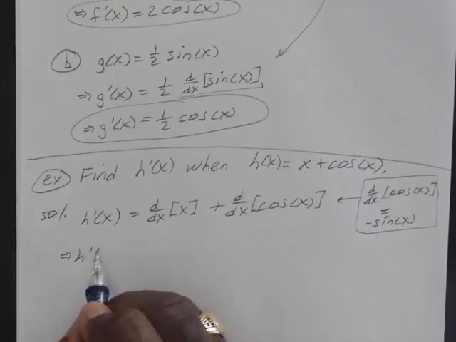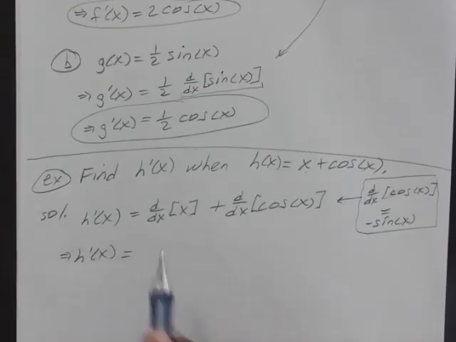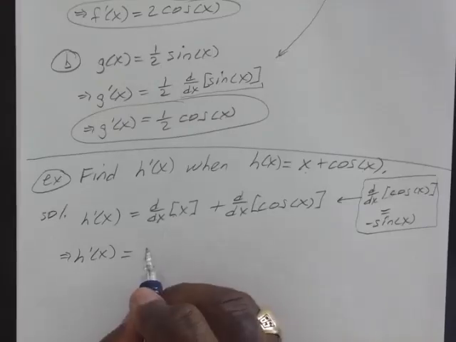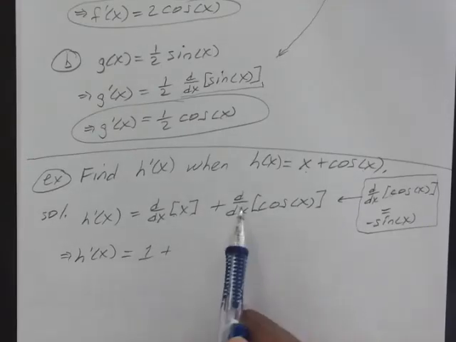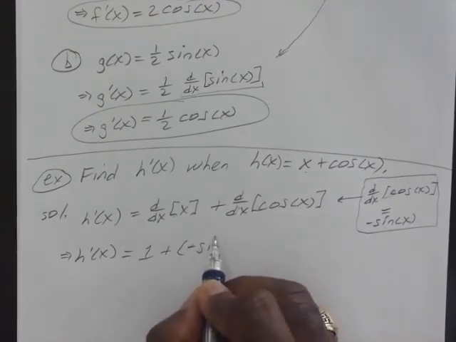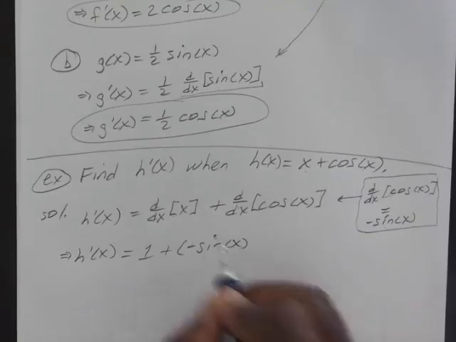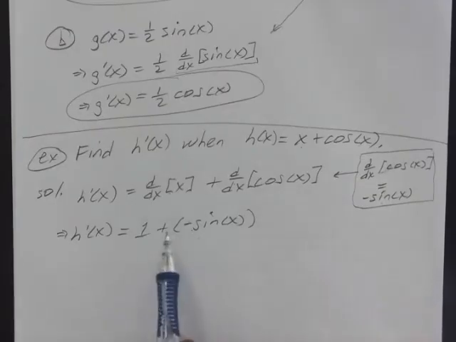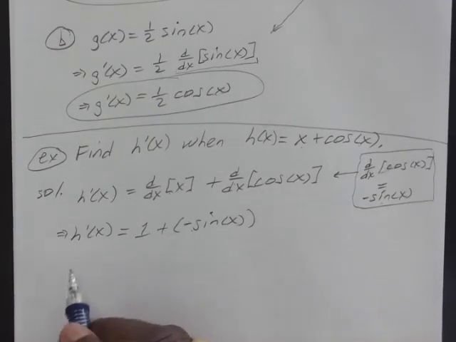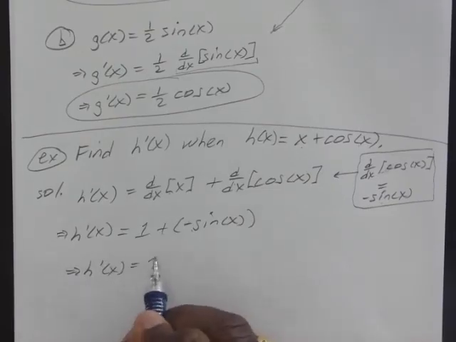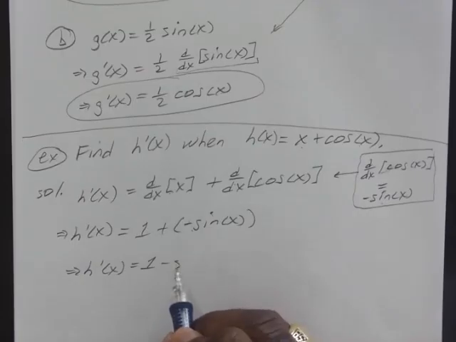So that means our h prime of x is equal to the derivative of x with respect to x, which is just 1, plus the derivative of cosine, which is negative sine. So we just replace that with negative sine of x. So since we have plus negative, we can just go ahead and make this minus sine of x. So h prime of x is equal to 1 minus sine of x.